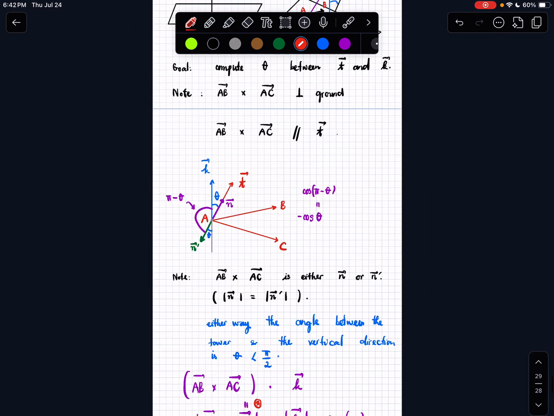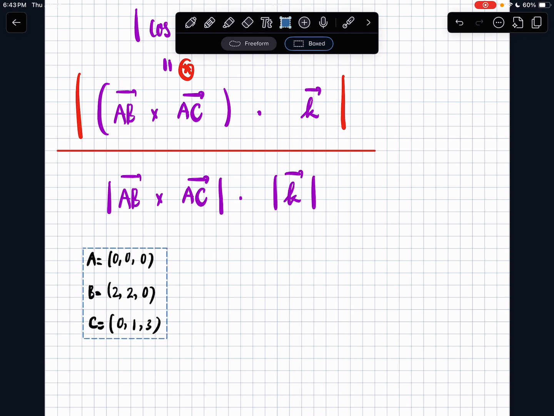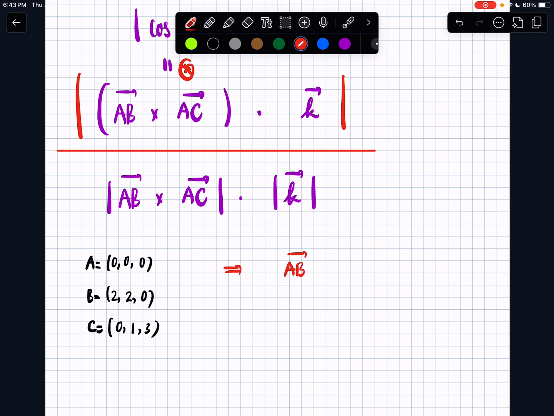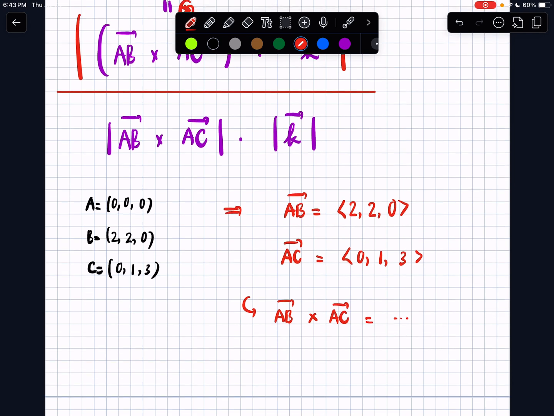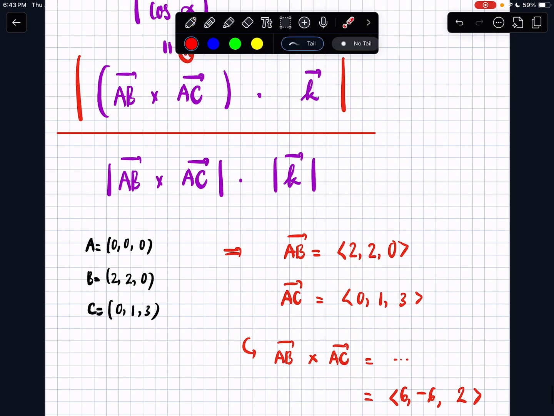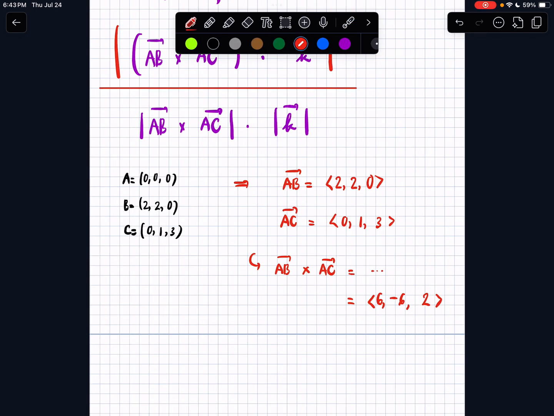So from the 3 points A, B and C, we can compute vector AB and vector AC. AB is the vector (2, 2, 0) and AC is the vector (0, 1, 3). And then we compute the cross product AB cross AC. By some computation, what we have should be (6, -6, 2). Okay. And K is the vector (0, 0, 1).